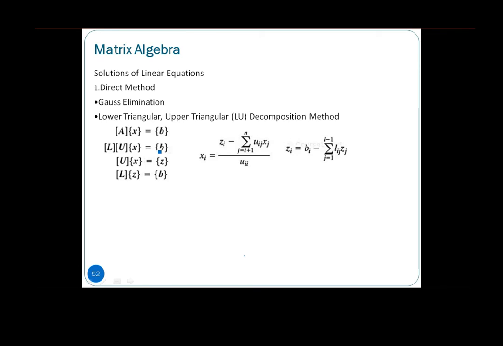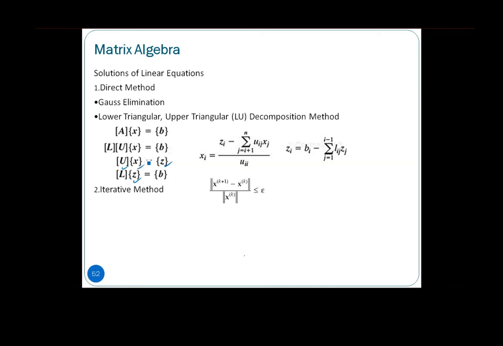So from there, if you can find the L, you can find the U. With the B, you can find Z. With the Z and the U, you can find X. That is what it is used for. Later on, we'll look into this. So here, for solution of linear equations under matrix methods, you will have direct methods, such as Gauss elimination, lower triangular or upper triangular, what we call LU decomposition methods, or we have the iterative methods.